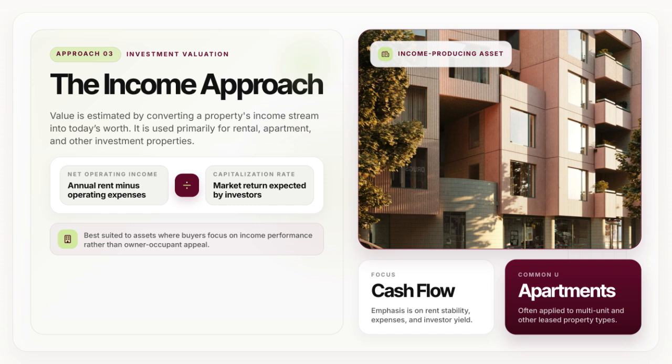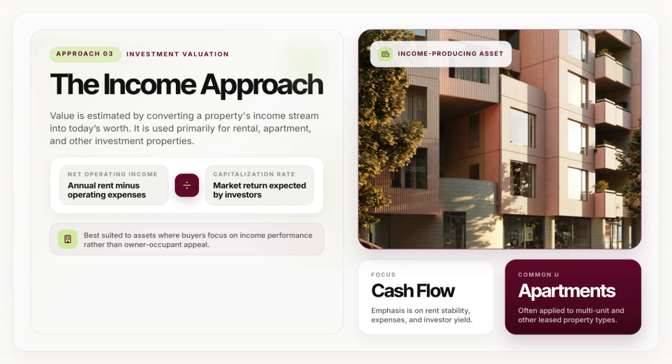This approach works best for assets where buyers are more focused on the income performance rather than on the property's appeal to an owner-occupant. The main focus is on cash flow, emphasizing rent stability, operating expenses, and the overall yield for investors. It's commonly applied to apartment complexes and other multi-unit or lease property types, effectively valuing properties that produce a steady income stream. So, when assessing an income-producing asset, this approach provides a comprehensive way to understand its worth based on financial performance.